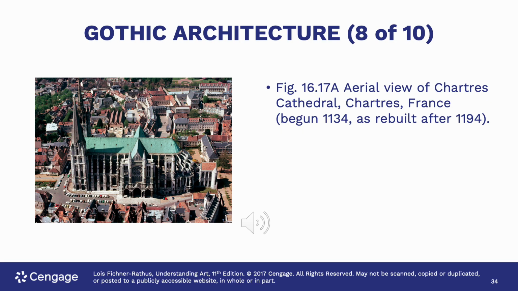Let's look at figures 16.17a and 16.17b. Chartres is one of the best preserved Gothic cathedrals. Its stained glass windows illustrate biblical stories. Because many medieval people could not read, these images served as visual teaching tools. How might architecture influence the emotional experience of worship?